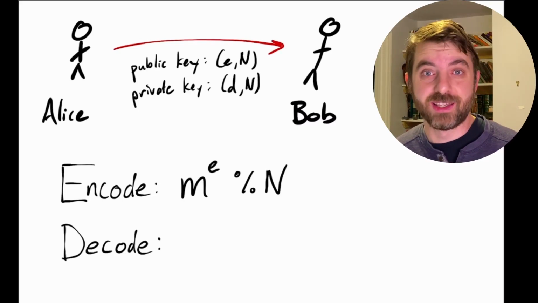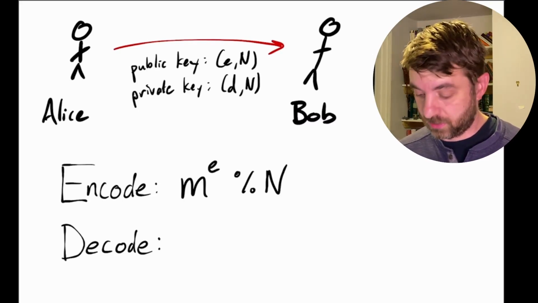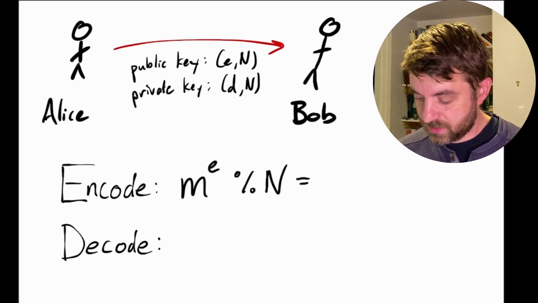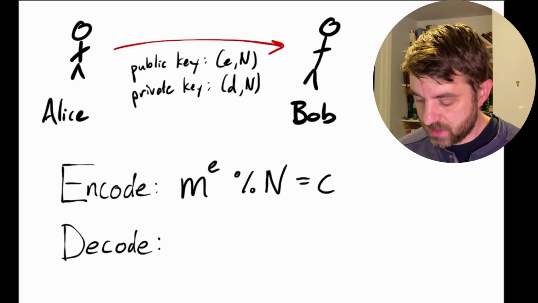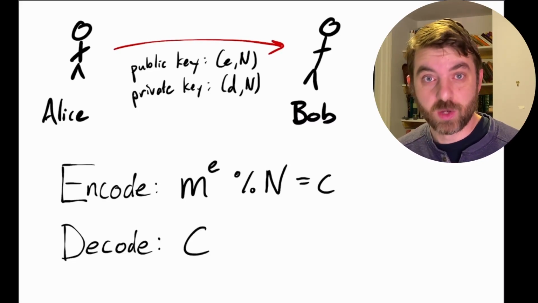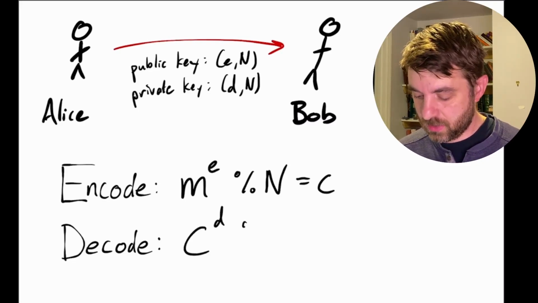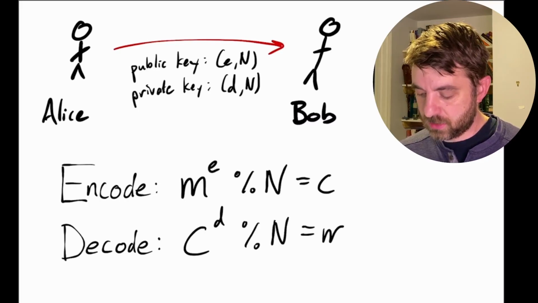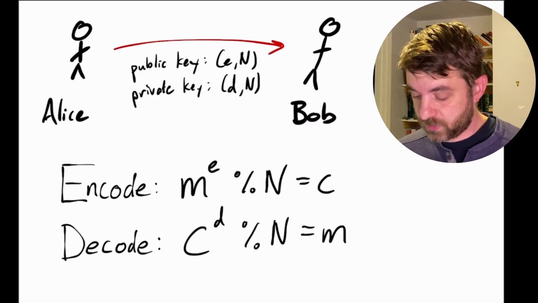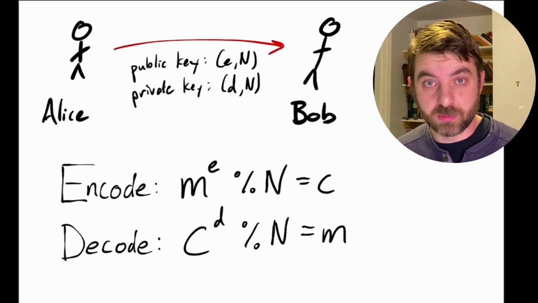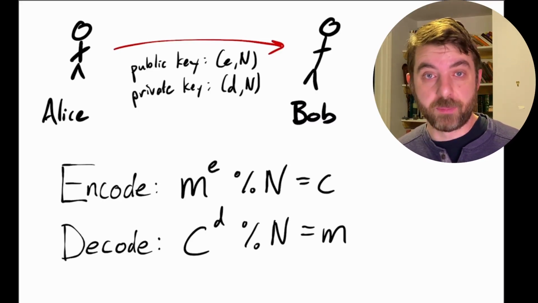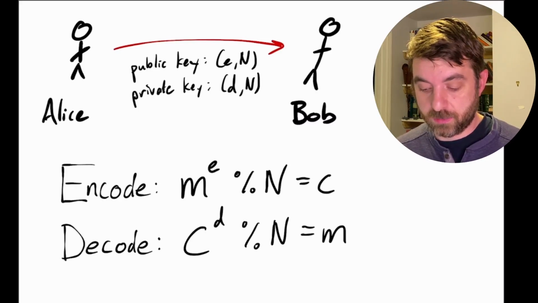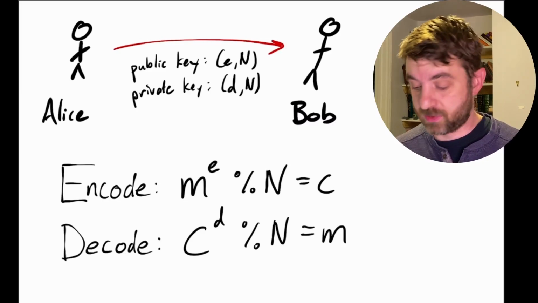And decoding is symmetric to encoding. So if this encoded message is C, the ciphertext, then what we do is we take C, we raise it to the dth power, take that mod n, and that will get us back to the original message. So there's a symmetry here between encoding and decoding. And this is a basic standard public key crypto system.